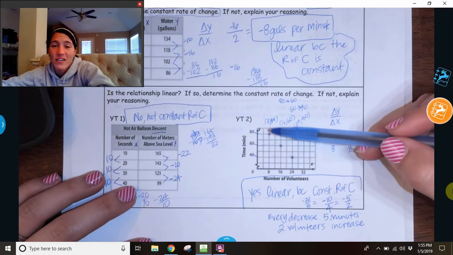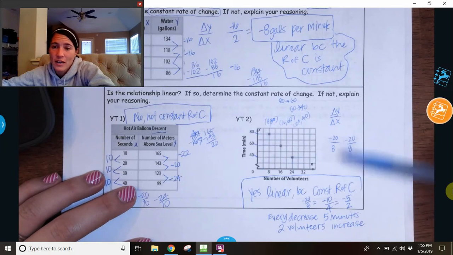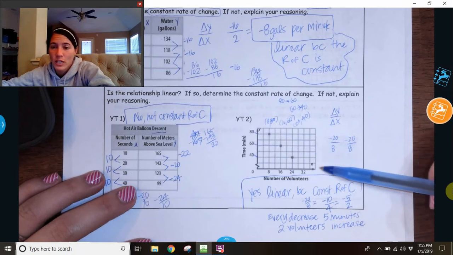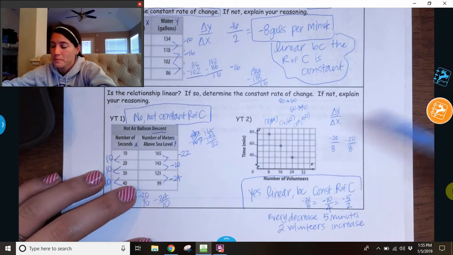So that means every 5 minutes that we go down, and I got that because it started with negative 20 over 8, and it reduced to negative 5 over 2. So every 5 minutes, as the time goes down by 5 minutes, the volunteers will increase 2 each time. Okay?